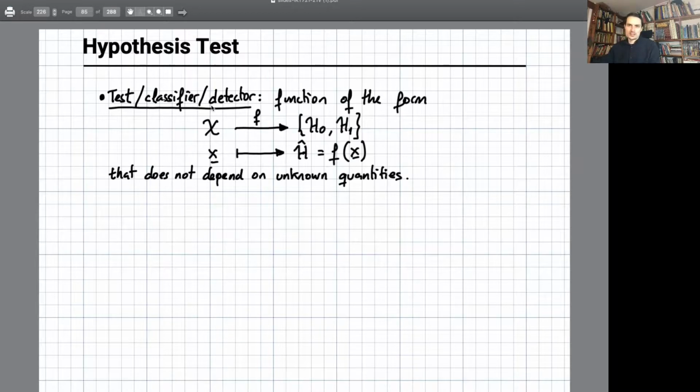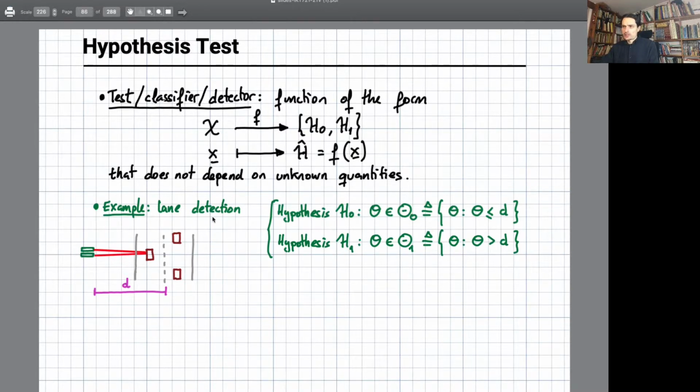And their definition parallels that of an estimator, with the exception that the function should not return a possible value of the parameters, but one of the hypotheses under consideration. So again, it is important to note that any function assigning one of the hypotheses to each possible value of the observations qualifies as a test. Another question that we will address in the second part of the course is whether a given test is good or not.